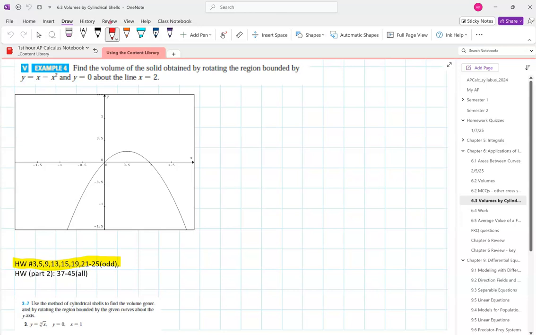So let's look at this final example. It says find the volume of the solid obtained by rotating the region bounded by x minus x squared, y equals 0, about the line x equals 2. So like we're talking about, that's the region. And the line x equals 2, that's what we're rotating about.